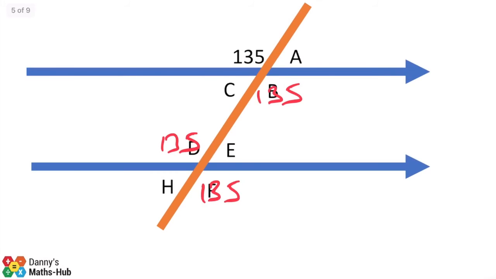We can work out what A is because this is a straight line here, so 180 minus 135 is 45 degrees, which means C would have to be 45 degrees because it's vertically opposite. E would have to be 45 degrees because it's corresponding with A. And H would be 45 degrees because it's an alternate angle with A.